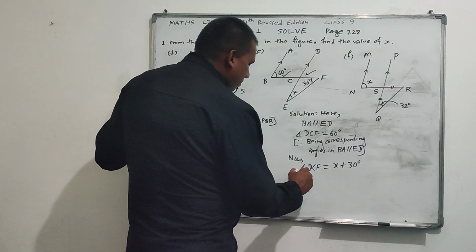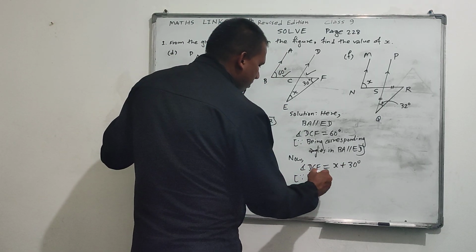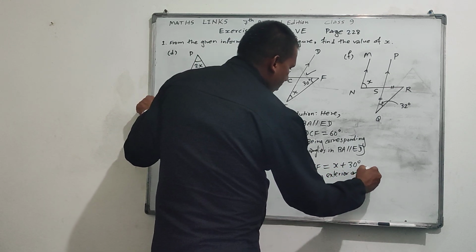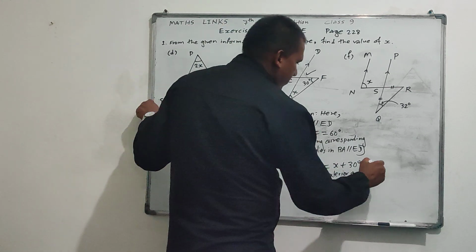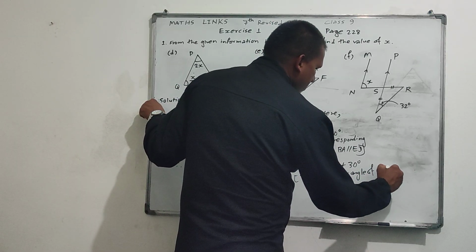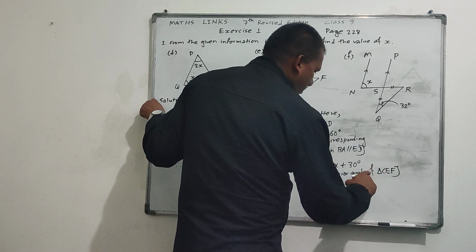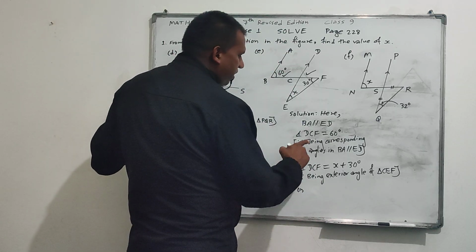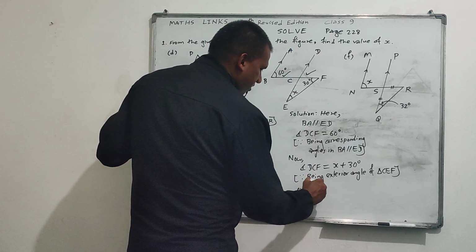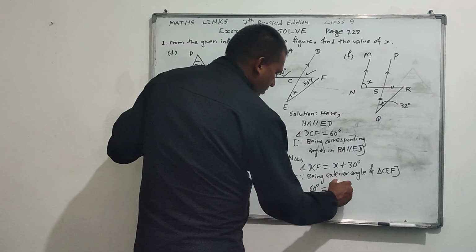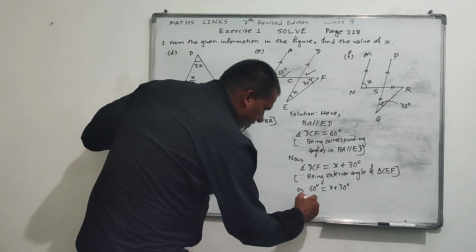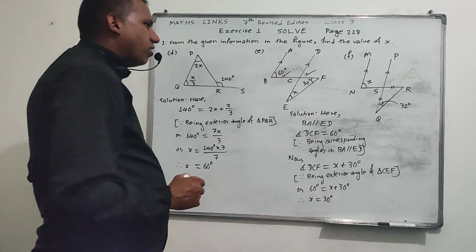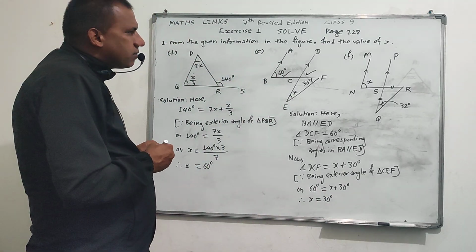The reason being exterior angle of triangle CEF. Or angle DCF, that is 60 degrees, equals x plus 30 degrees. Therefore, x equals 60 minus 30, that is 30 degrees. This is the required value of x.